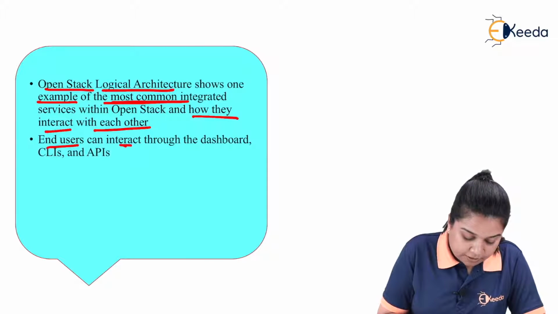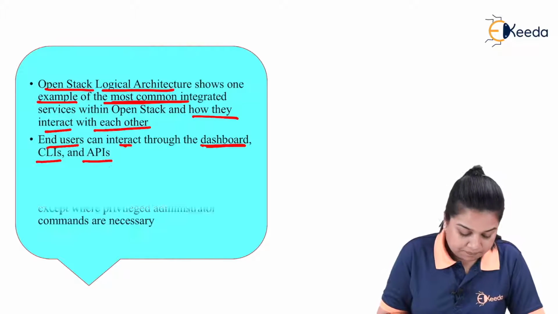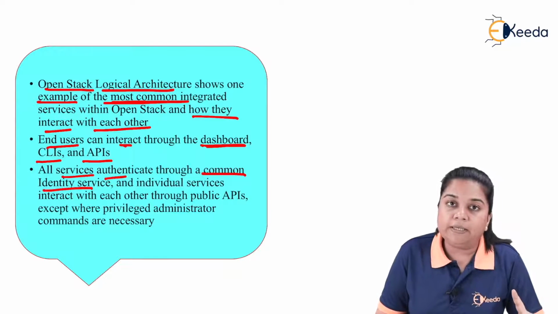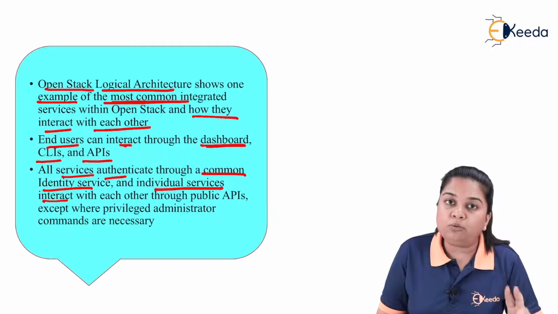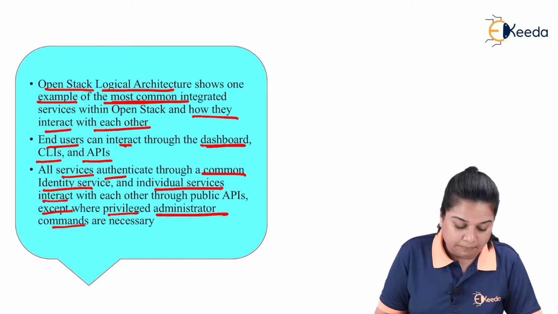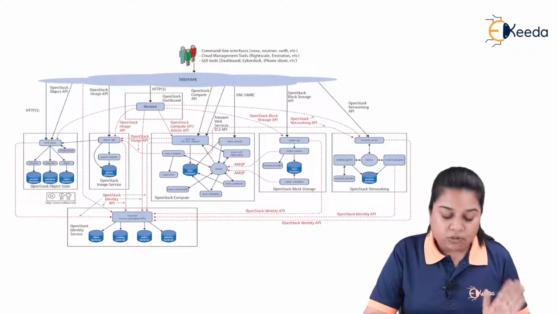End users can interact through the dashboard, CLIs and APIs. All services authenticate through a common identity service, as we have seen in the logical architecture, and individual services interact with each other through public APIs, except where privileged administrator commands are necessary. Then this is another diagram which shows how it works.